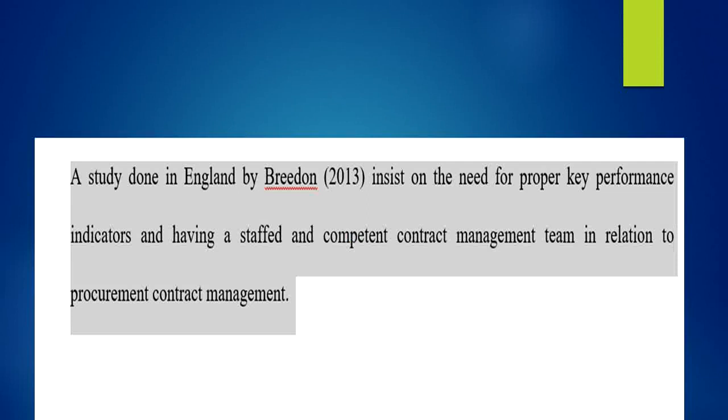As one example of a paragraph, as you can see, it's a study done in England by Brendan 2013 that insists on the need for proper key performance indicators and having a staffed and competent contract management team in relation to procurement contract management. Now it's an example, a paragraph which I just read. So what you have to do here is read this paragraph and make small bullet points worthy of understanding these 3 lines. It's simple as that.